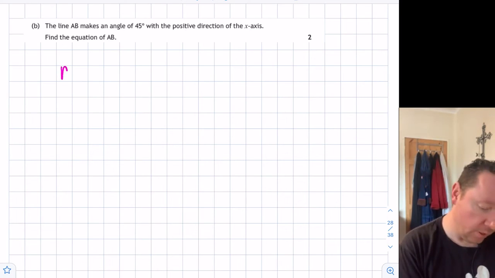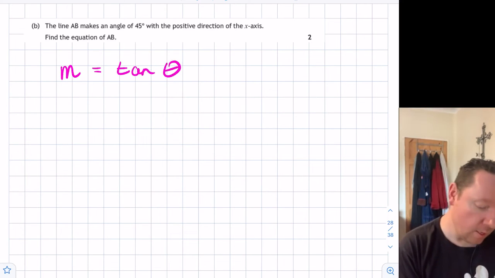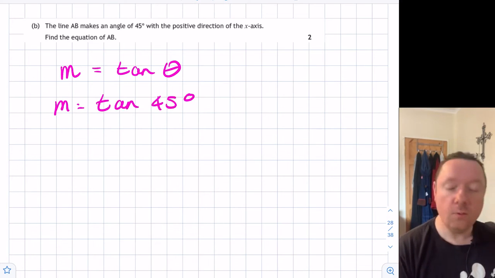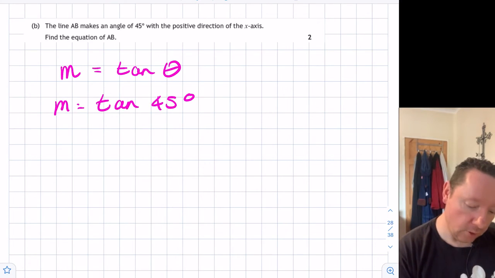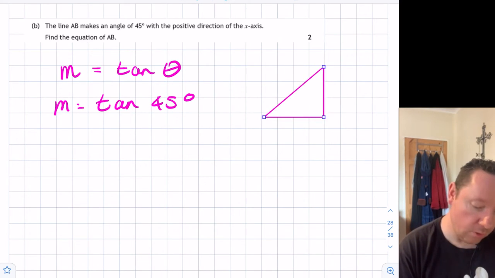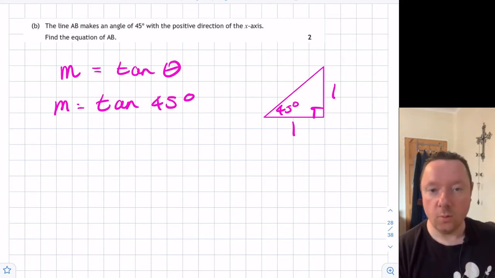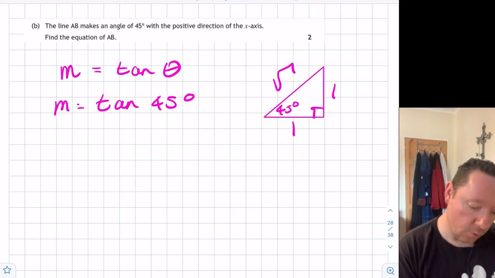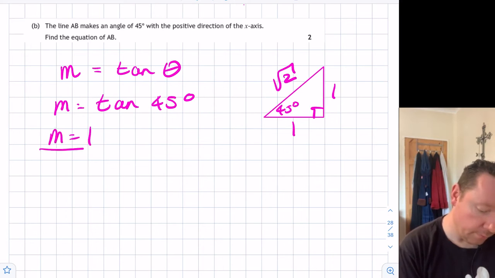So remember from previous, gradient is equal to tan theta, assuming that theta is the angle from the positive direction of the x-axis. So our gradient is equal to the tan of 45 degrees, which is an exact value, but I'll remind you of that exact value by drawing a triangle out for you. If I draw a right angle triangle and make that side 1 and 1, it's isosceles, which means that these are 45 degrees. 1 squared plus 1 squared is 2, so it's the square root of 2 on the hypotenuse. You don't actually need that. You can clearly see the tan of 45 is 1, opposite over adjacent. So our gradient is just equal to 1.